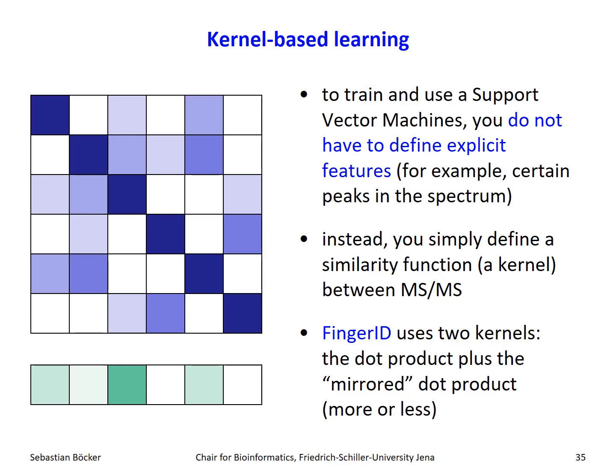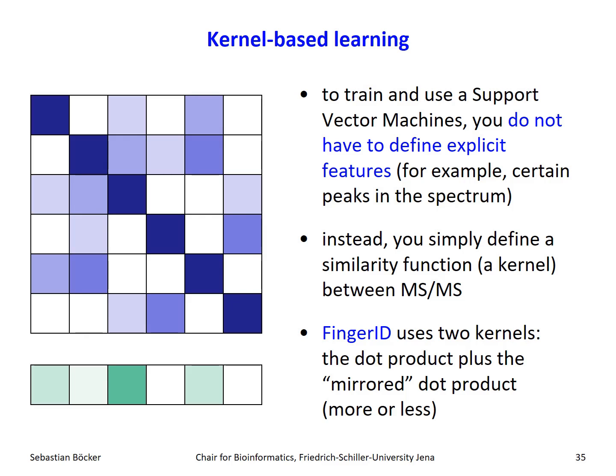And you can think of the similarity function simply as the dot product. Actually, FingerID uses two such similarity functions. One is the dot product and one is the mirror dot product. Our mass spectra now can have different precursor mass, and so we also mirror both of them and then compute the dot product.